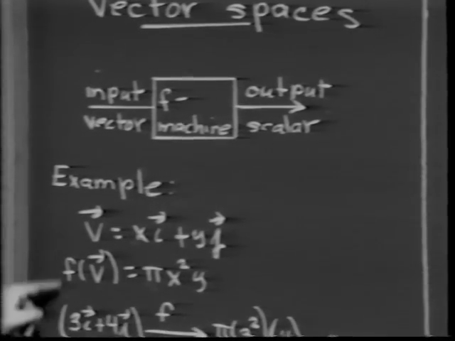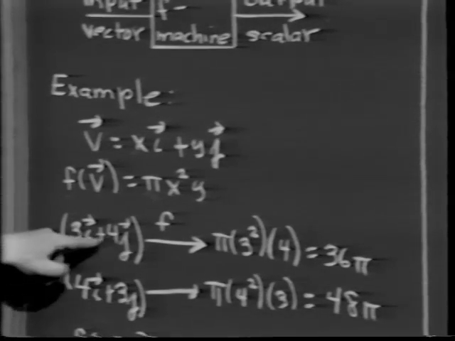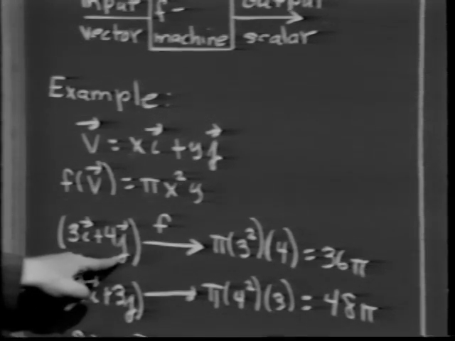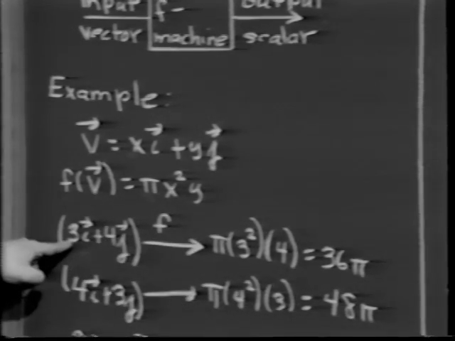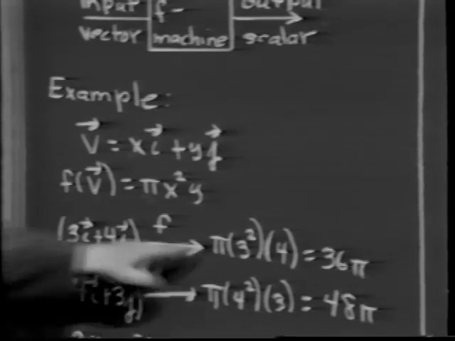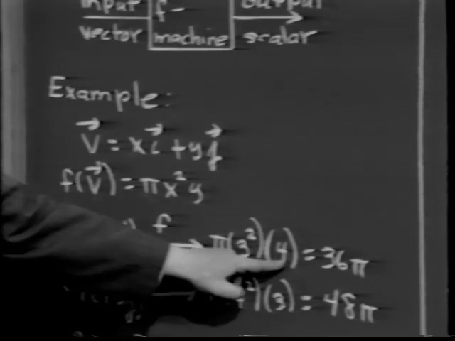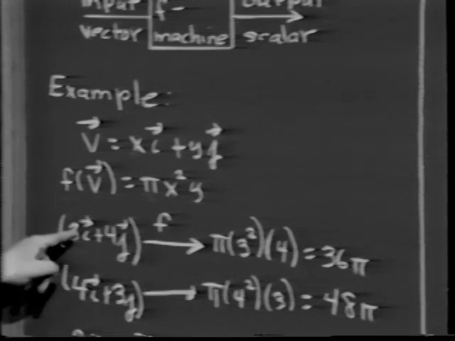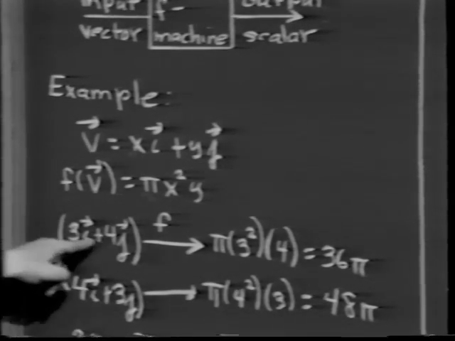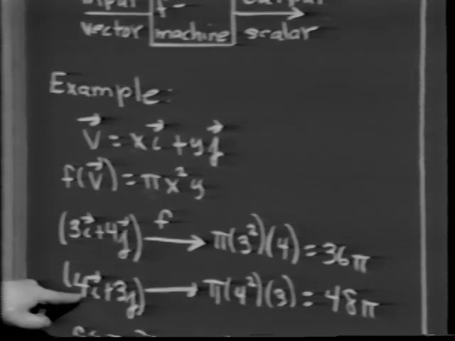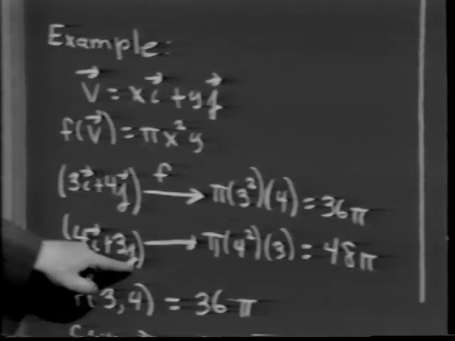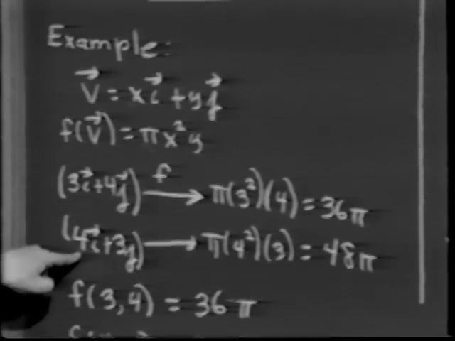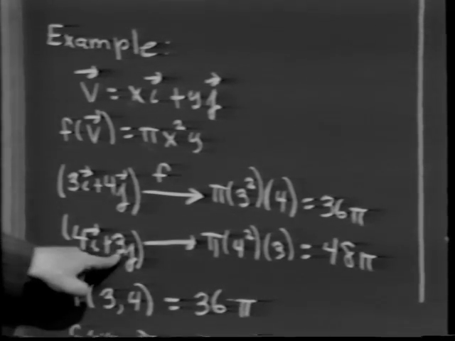Just to illustrate this recipe, if our vector were 3i plus 4j, the output of the f machine would be what? Pi times the square of the first component, the i component, that's 3 squared, times the j component, which is 4, and that leads to 36 pi. By the way, observe that order does make a difference. If I reverse the roles of the coefficients and feed the vector 4i plus 3j into my f machine, the output would be pi times 4 squared, the square of the i component, times 3, and that would be 48 pi.